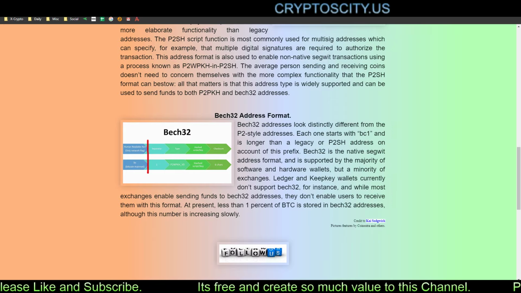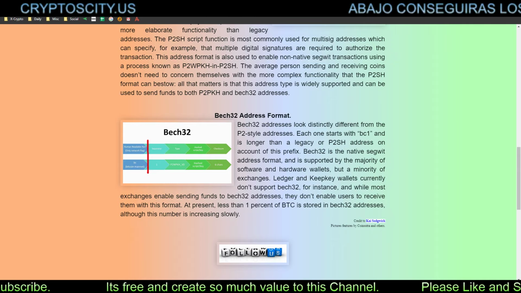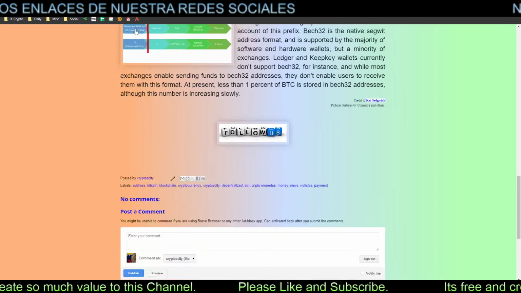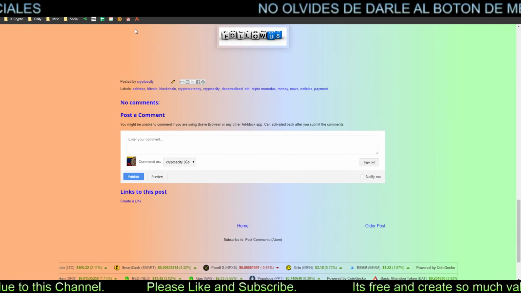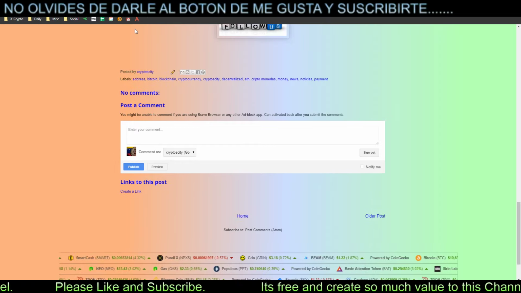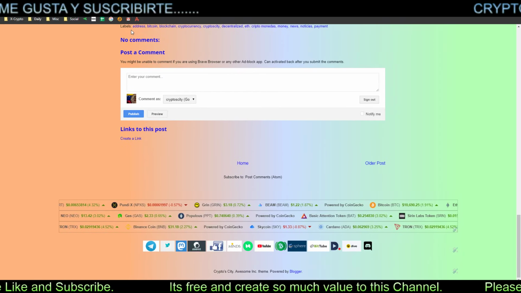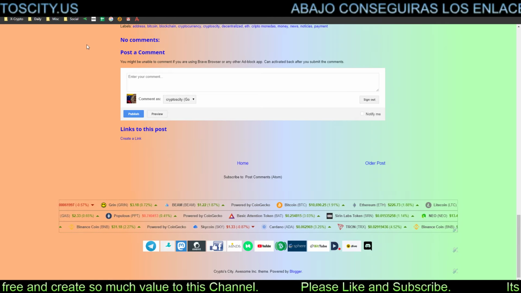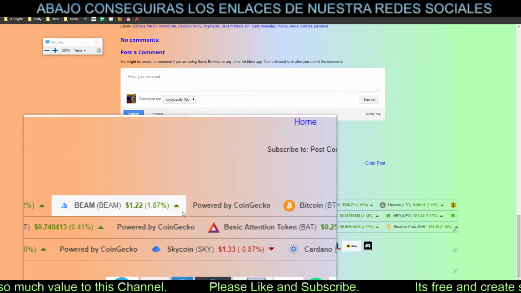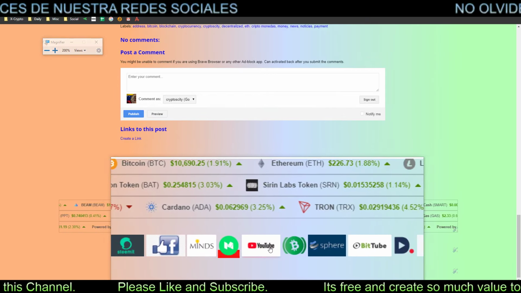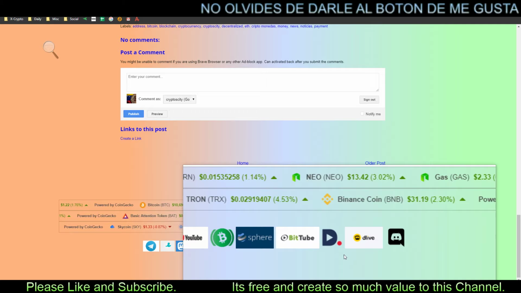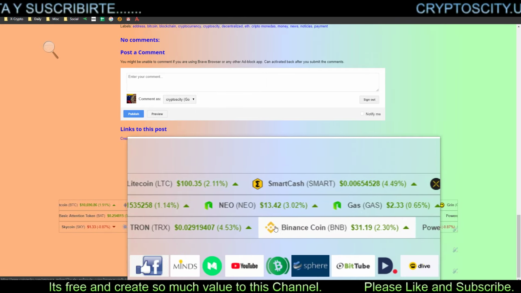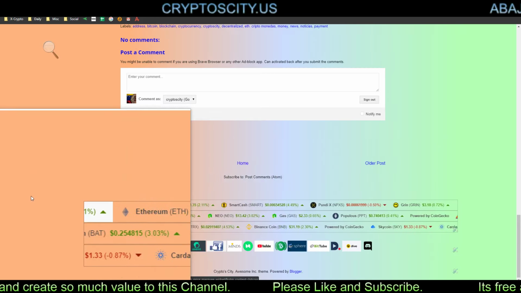Bech32 address format looks distinctly different from the P2 style addresses. Each one starts with bc1 and is longer than a legacy or P2SH address on account of this prefix. Bech32 is the native SegWit address format and is supported by the majority of software and hardware wallets but a minority of exchanges. Ledger and KeepKey wallets currently don't support Bech32, for instance. And while most exchanges enable sending funds to Bech32 addresses, they don't enable users to receive them with this format. At present, less than 1% of BTC is stored in Bech32 addresses, although this number is increasing slowly.